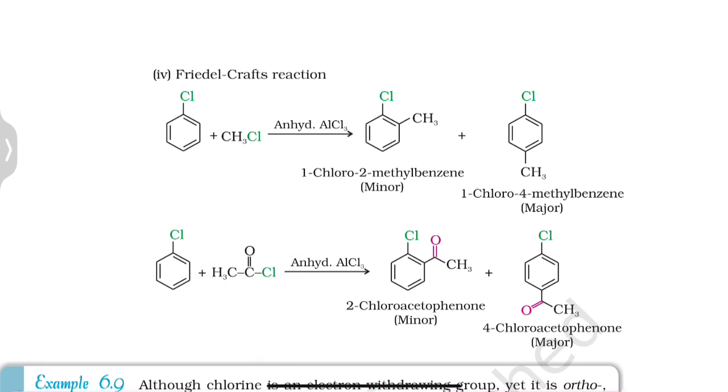So this is acyl halide, and here you have to use anhydrous aluminum chloride. So here, what is the electrophile which is produced? Here the electrophile produced is CH3 plus, the methyl cation. So CH3 plus will be attached to the ortho position or at the para position. Always remember para will be the major product.